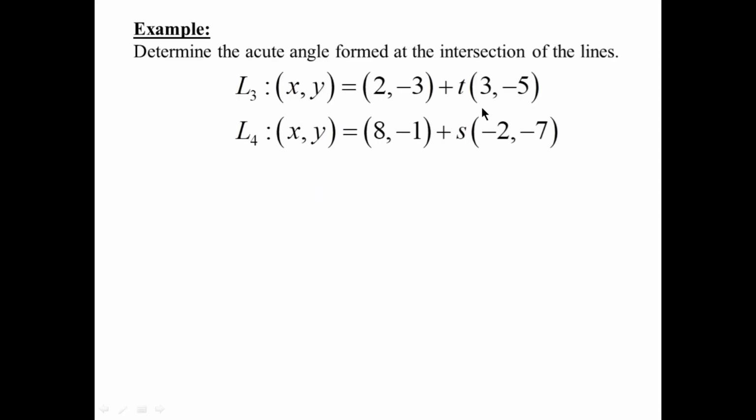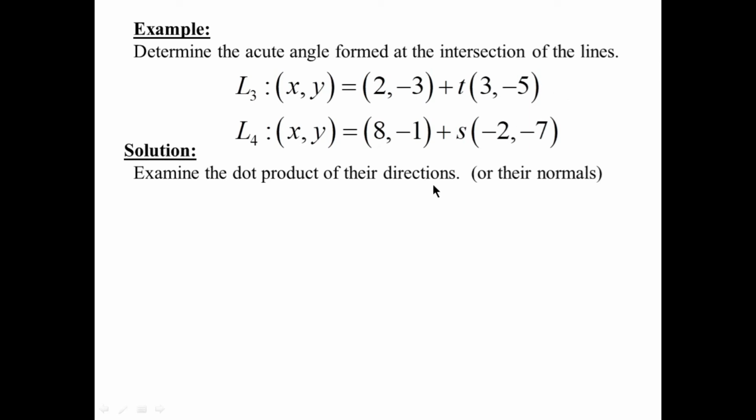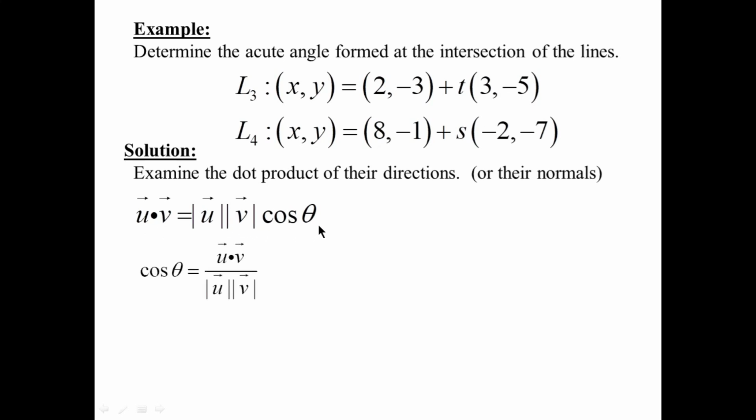Example: determine the acute angle formed at the intersection of these lines. So here are two lines that meet in 2-space. Examine the dot product of their directions, or we could do their normals if it was in the other format. But since it's in this format, we can just dot their directions. First of all, let's consider a dot product, length times cos. The cos of theta is the dot product divided by the product of their magnitudes. The angle between them is the inverse cosine of their dot product divided by the product of their magnitudes.